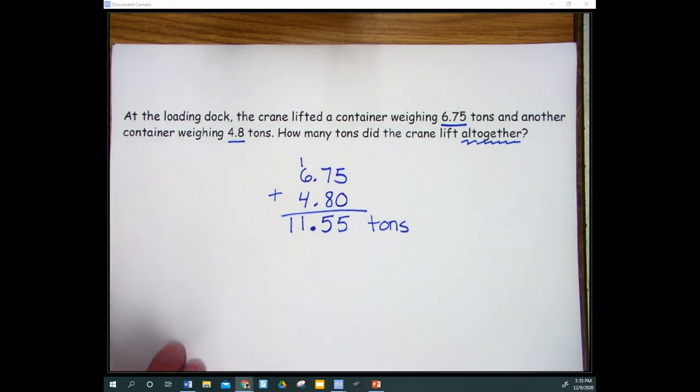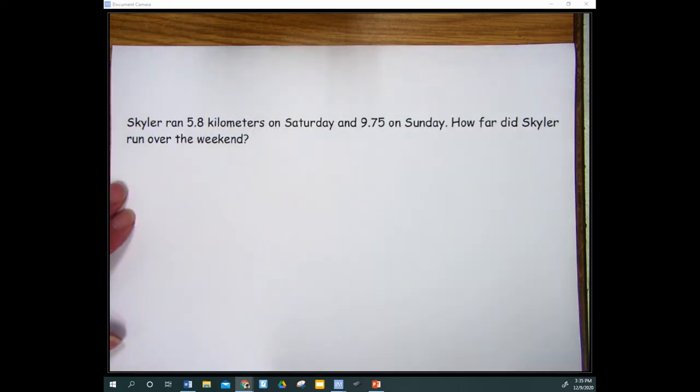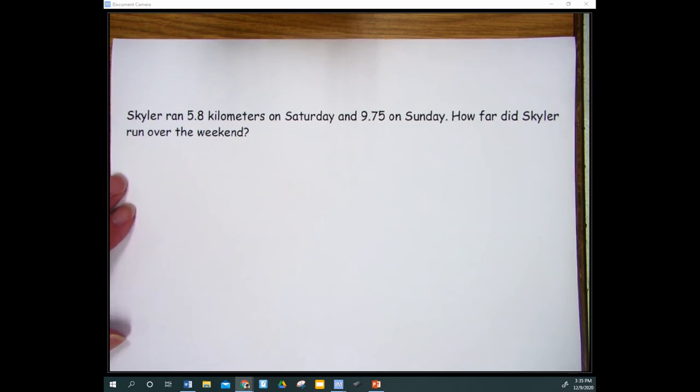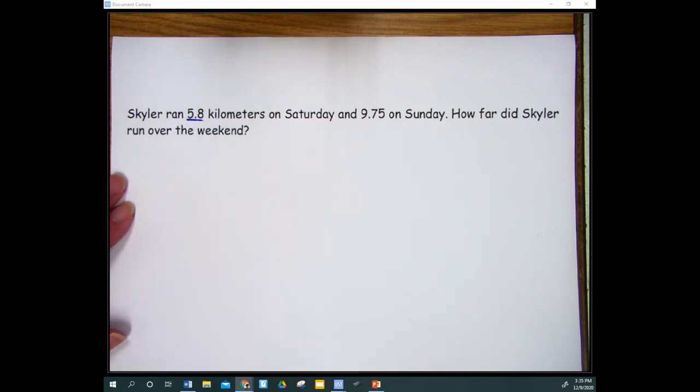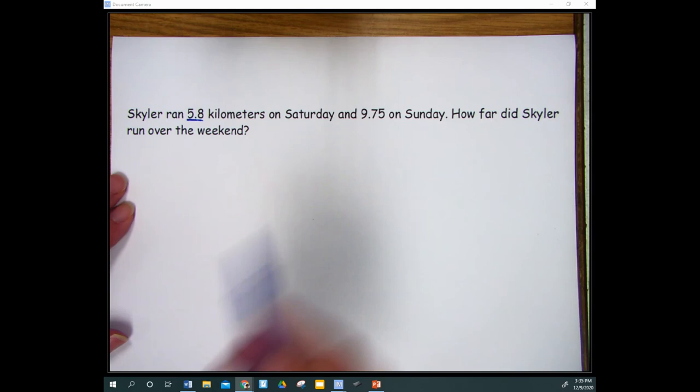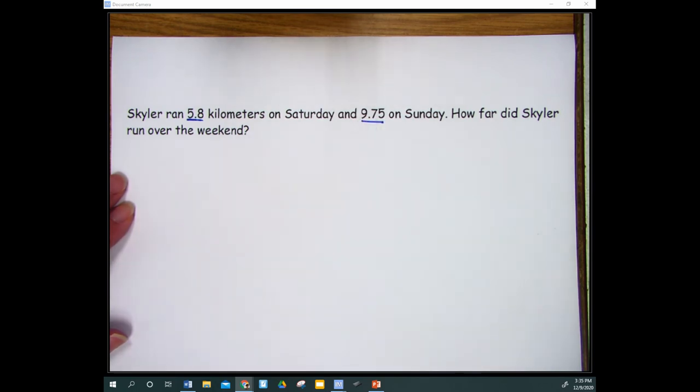All right, here's your last problem to try. Skylar ran 5 and 8 tenths kilometers on Saturday and 9 and 75 hundredths kilometers on Sunday. How far did Skylar run over the weekend? Okay, go ahead and find out how far Skylar ran over the weekend.